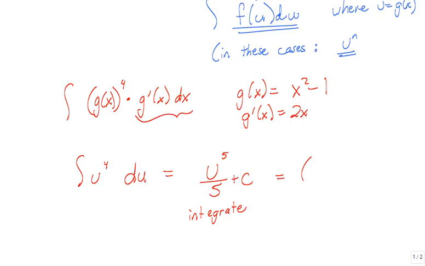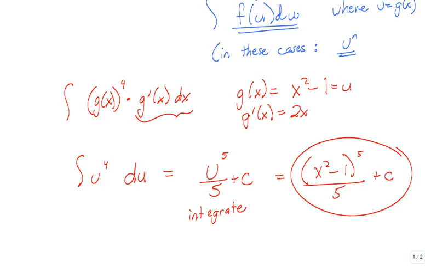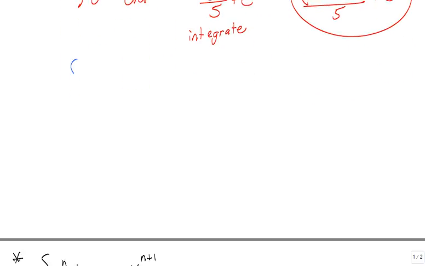And switch back. U is really g, so that's going to be (x squared minus 1) to the 5th over 5 plus c is my final answer. Okay, so going back, let's just go back and look at this again. This is my problem.